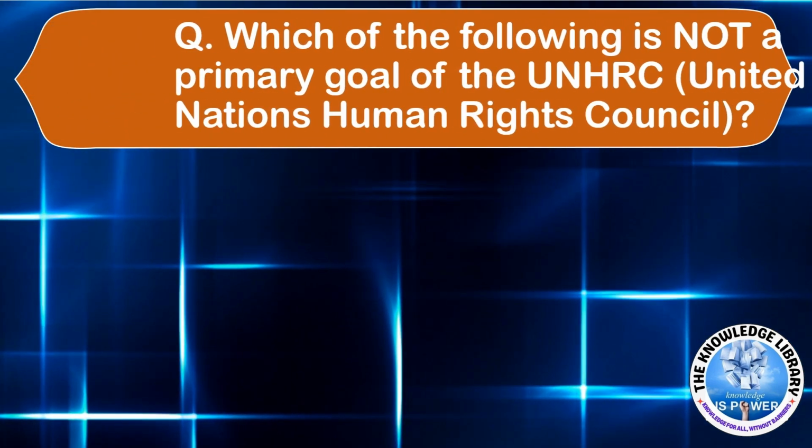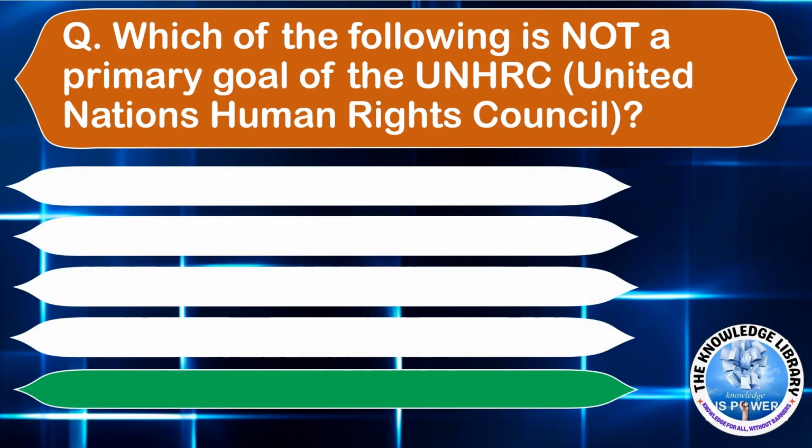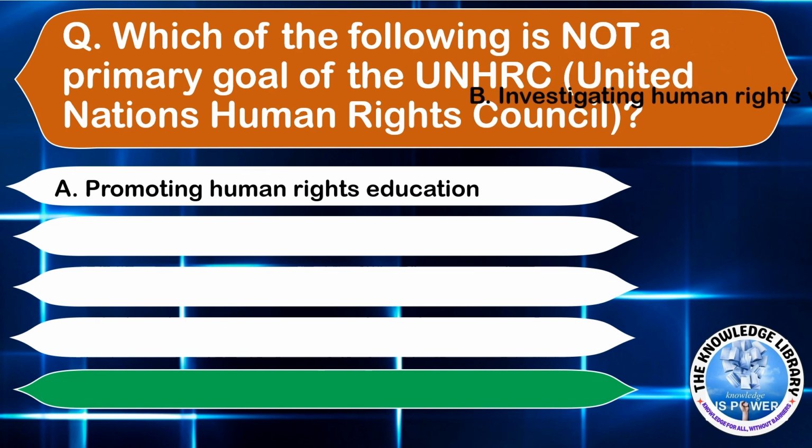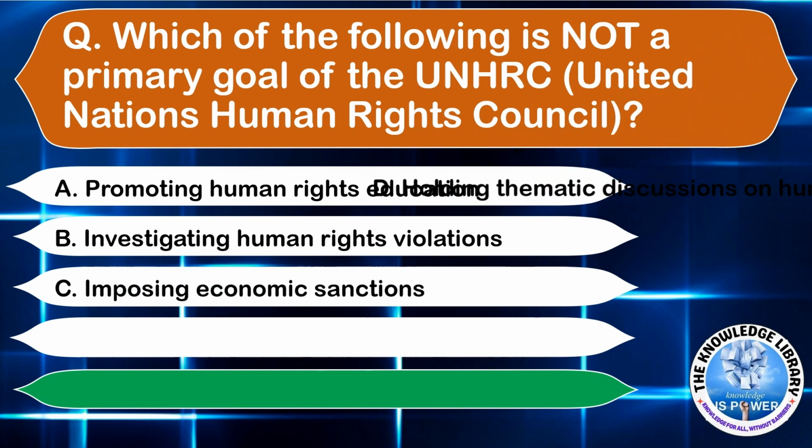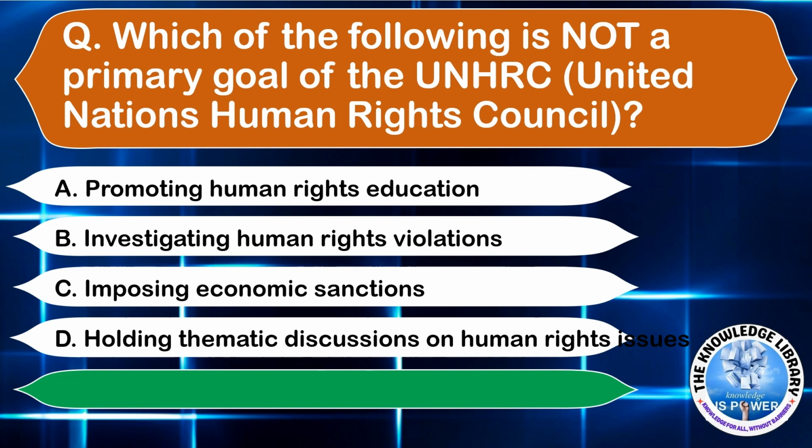Next question is, which of the following is not a primary goal of the UNHRC? Option A, promoting human rights education. Option B, investigating human rights violations. Option C, imposing economic sanctions. Option D, holding thematic discussions on human rights issues. Answer is option C, imposing economic sanctions.